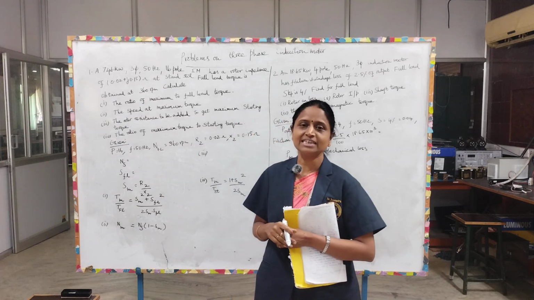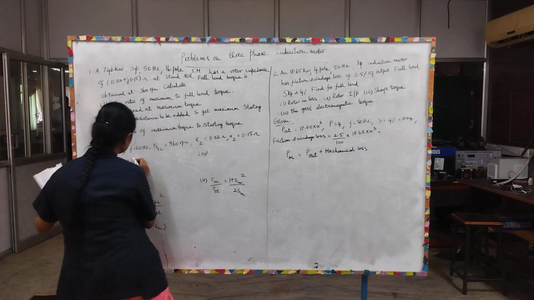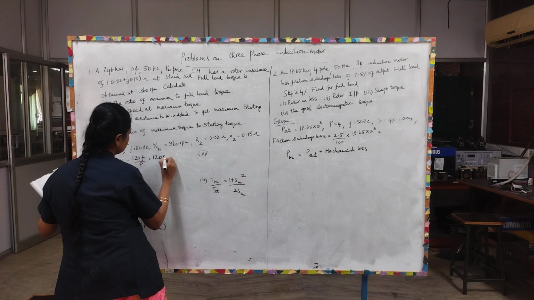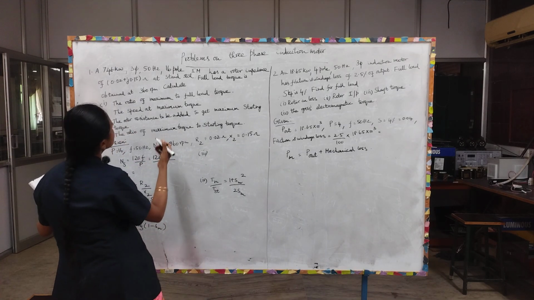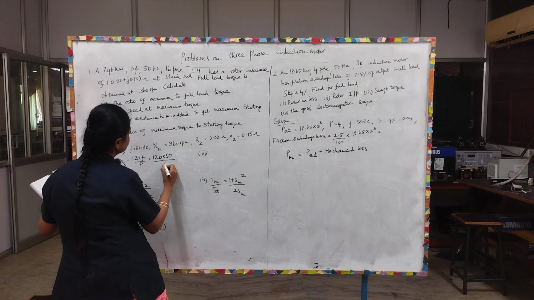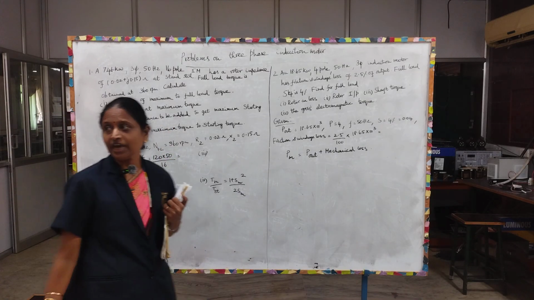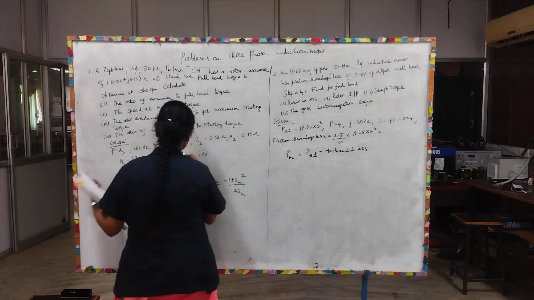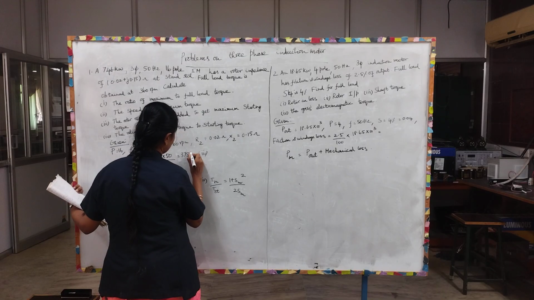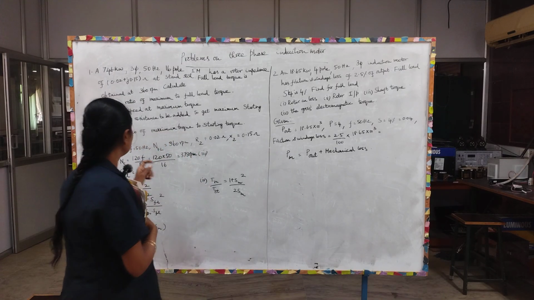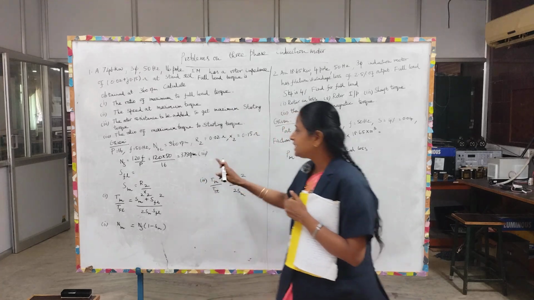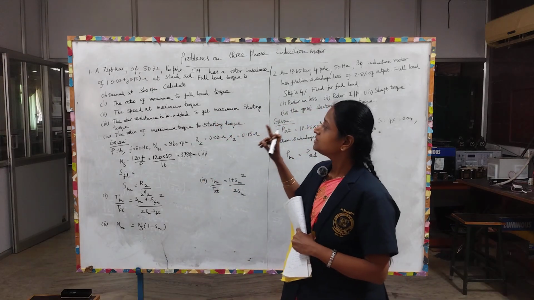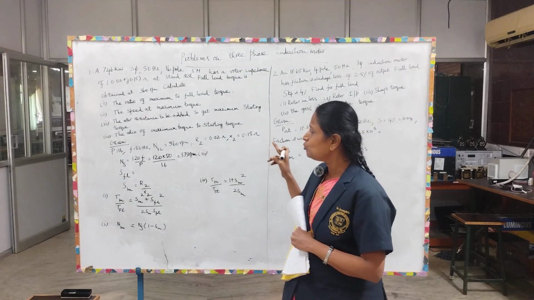Let us first calculate synchronous speed. So what is the formula for synchronous speed? 120 F by P. So 120 into 50 divided by the number of poles, here it is given as 16. So we can calculate the synchronous speed. So Ns, which is given as 375 rpm. So we are getting the synchronous speed as 375 rpm. Then we have to calculate the first division, the ratio of maximum to full load torque.